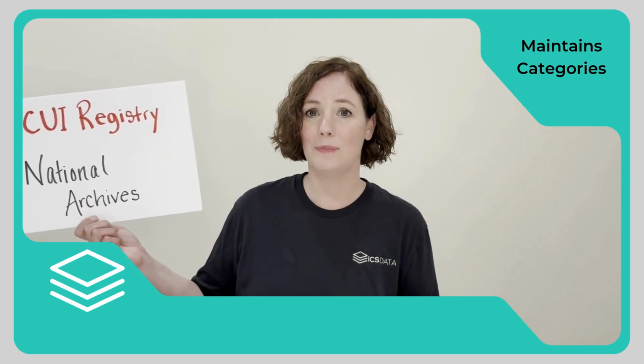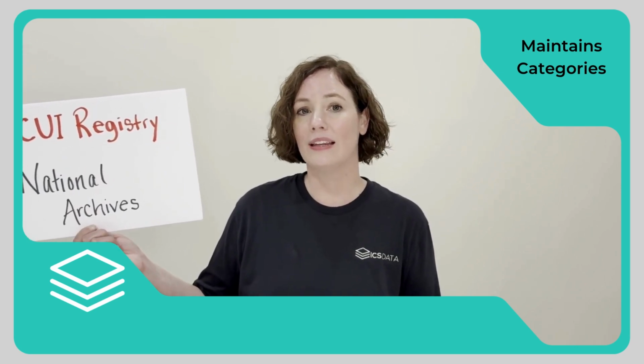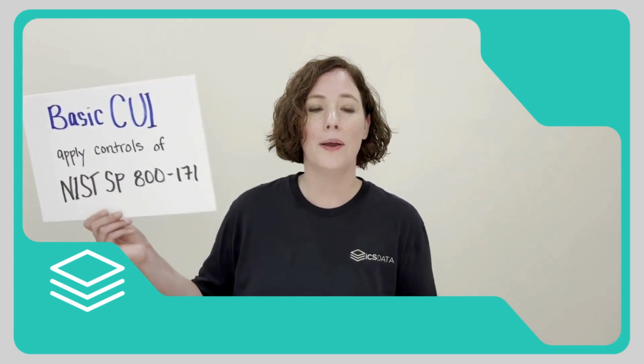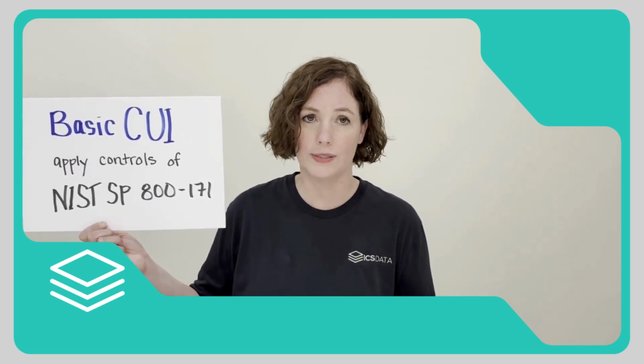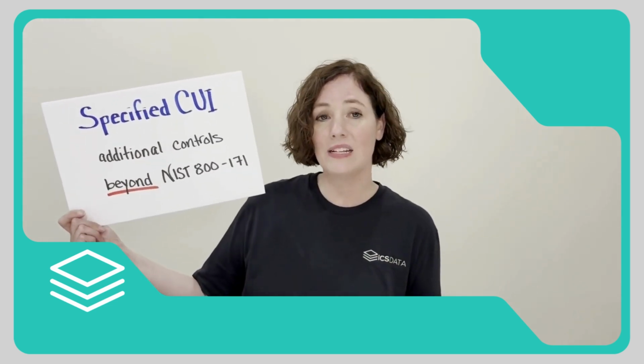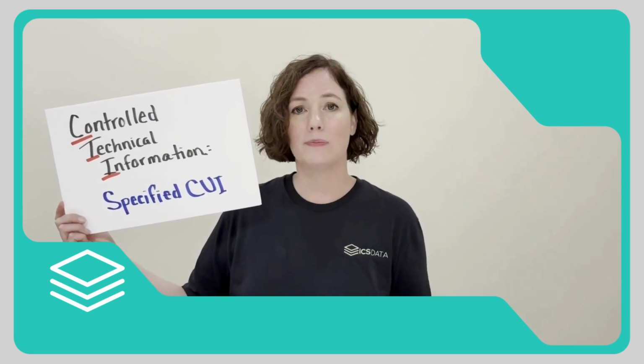The National Archives maintains the official CUI registry, which categorizes types of CUI and links them to specific regulations. Many of these categories are considered basic CUI, meaning the information requires protection but doesn't include specific handling instructions. With basic CUI, you apply NIST 800-171 controls. The registry also identifies Specified CUI, which has additional safeguards beyond NIST as determined by specific regulations. For example, the defense category of Controlled Technical Information, or CTI, is generally Specified CUI.